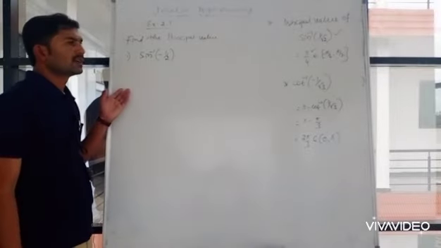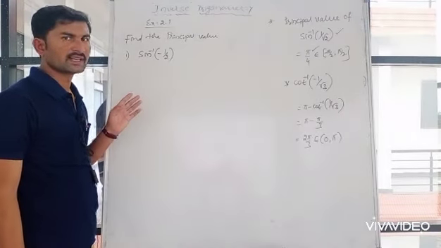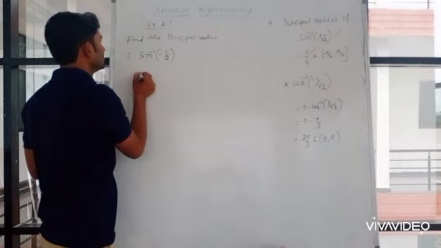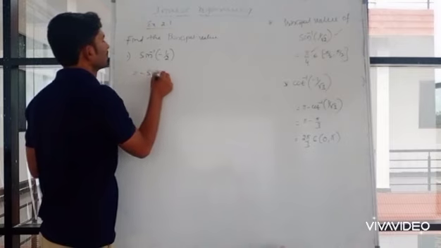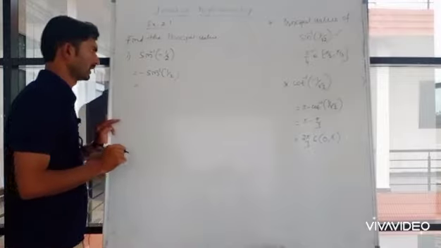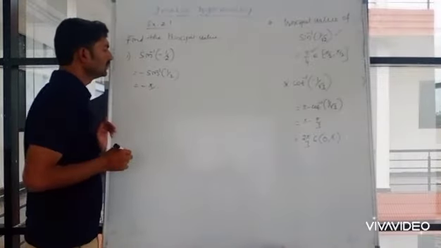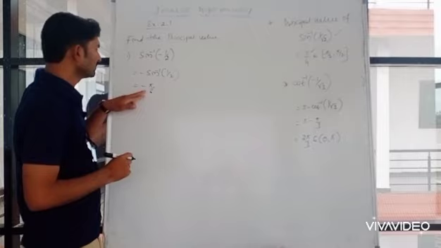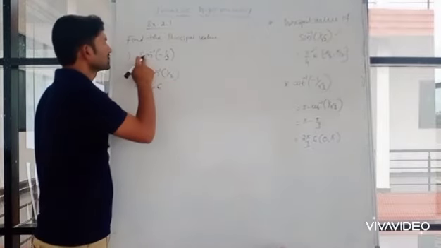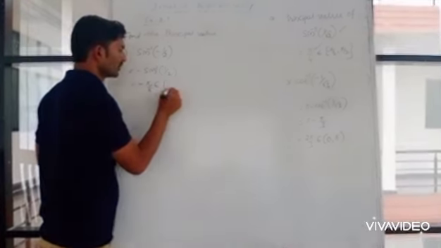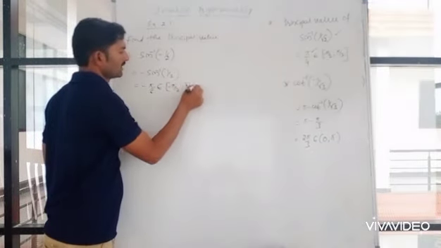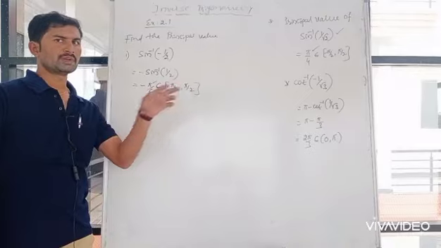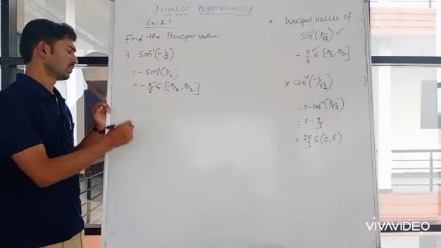Sine of minus theta is equal to minus sine theta, so sine inverse of minus 1 by 2 means minus sine inverse of 1 by 2, keeping the minus outside. What do we get? Minus pi by 6. Check whether minus pi by 6 lies in the range of the sine inverse function. The range is the closed interval minus pi by 2 to plus pi by 2. So minus pi by 6 lies between minus pi by 2 and plus pi by 2. This is the principal value.